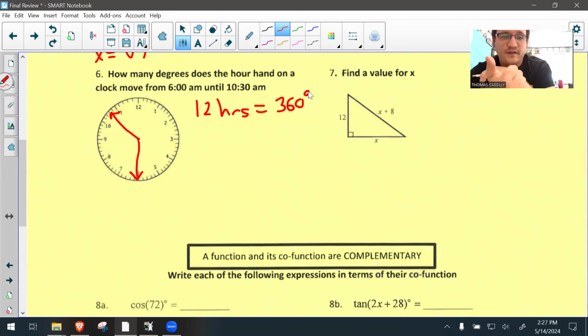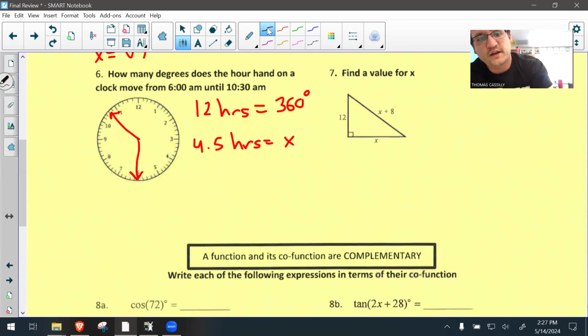We're going from 6 to 7 to 8 to 9 to 10 to 10 and a half. So that is 4.5. So 4.5 hours is equal to something. So here you go, little throwback to algebra again. We're going to say 12 over 4.5 equals 360 degrees over x. That's a proportion we can solve, cross multiply, all that good stuff.